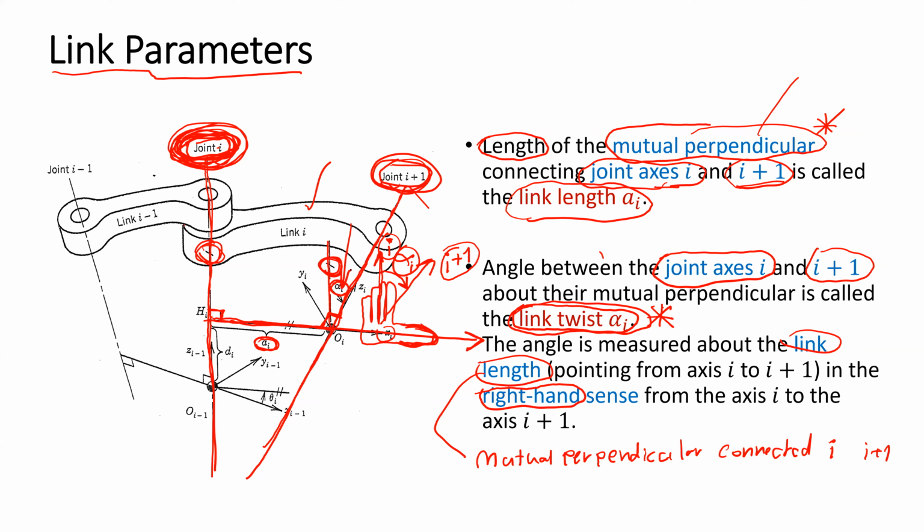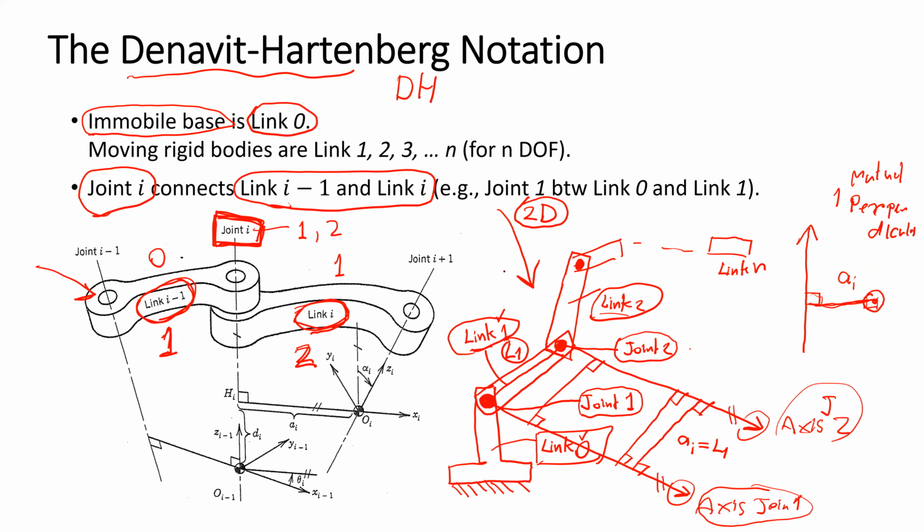Coming back to the simple 2D case, if we consider link 1, the direction of the joint axis of joint 1 goes outward from the screen. Joint 2 also points outward from the screen. What is the link twist of link 1 by the definition?